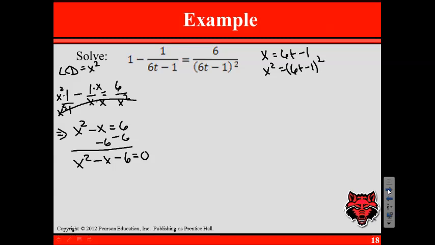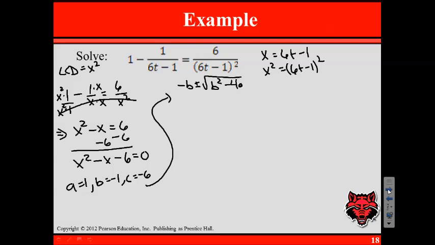Now, you might notice that this is a factorable polynomial. If you don't, then continue to work forward with the quadratic formula. Or if you would rather use the quadratic formula, do that. And that's what we're going to do in this example. Here, a equals 1, b equals negative 1, and c equals negative 6. We plug those into the quadratic formula, negative b plus or minus the square root of b squared minus 4ac all over 2a. Now remember, we are solving for the x values right now. At the end of the problem, we will have to plug x back into the original substitution so that we can solve for t.